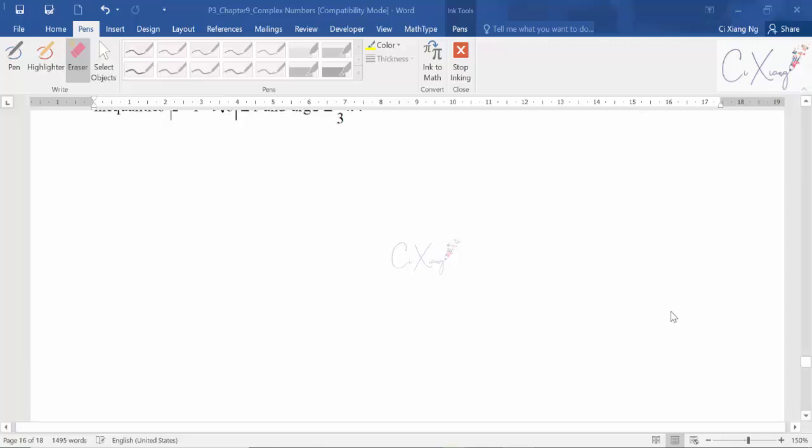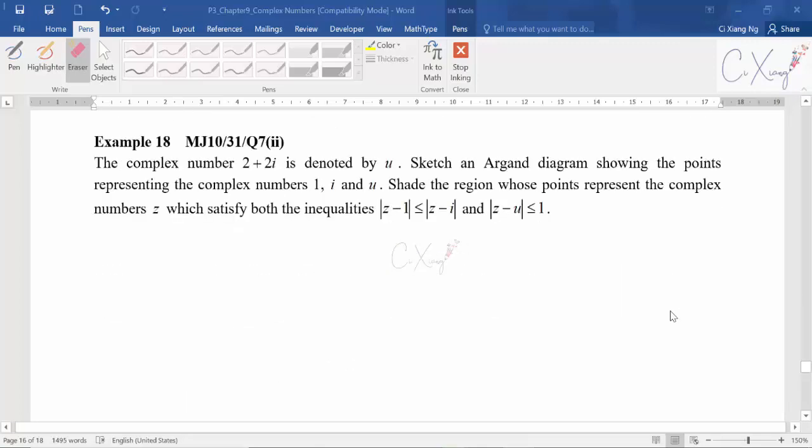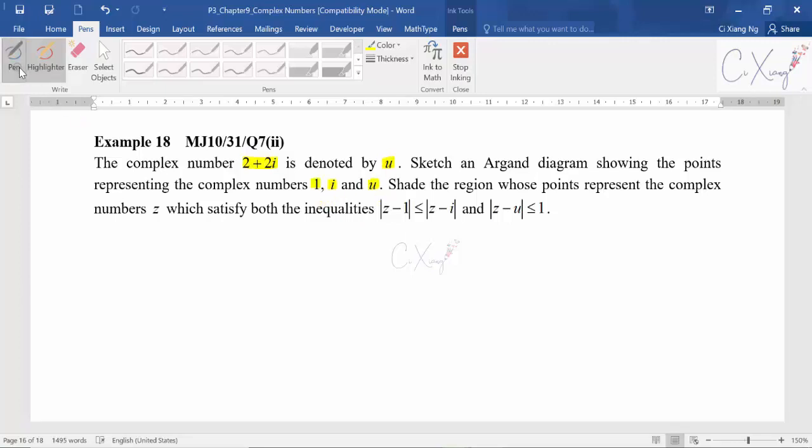If you look at the question here, generally you will see that they are asking you to sketch maybe more than one inequality. Let's have a look at the question first. You have u equals 2 plus 2i. They want you to sketch an Argand diagram showing the points representing the complex numbers 1, i, and u. So you need to plot three things here: the complex number 1, the complex number i, and also u. This is very simple.